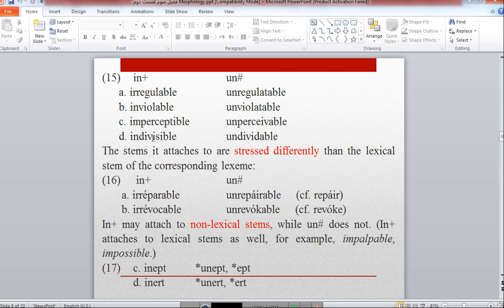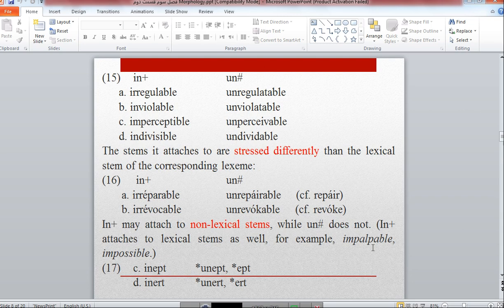The stems it attached to are stressed differently than the lexical stem of the corresponding lexemes. You see again, irreparable, unrepairable, irrevocable, unrevocable. You see here again, in may attach to non-lexical stems, while on does not. In attached to lexical stem as well.